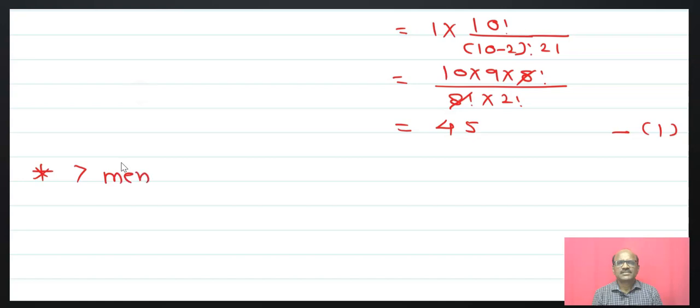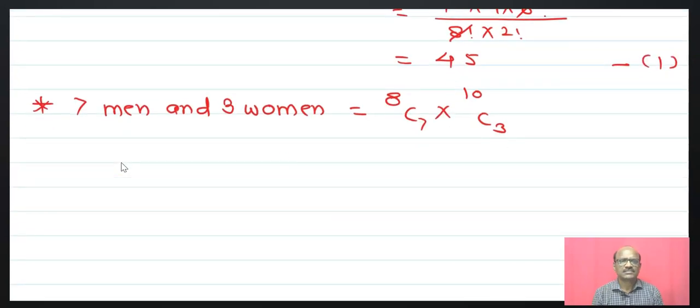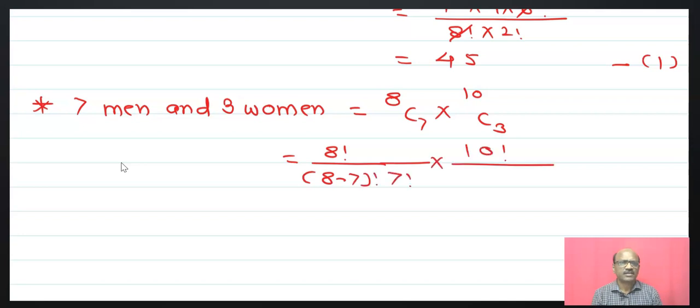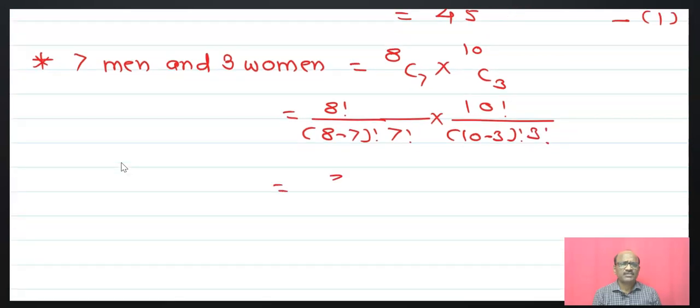Next is 7 men and 3 women. That is 8C7 and 10C3. 8 factorial upon 8 minus 7 factorial into 7 factorial, into 10 factorial upon 10 minus 3 factorial into 3 factorial.